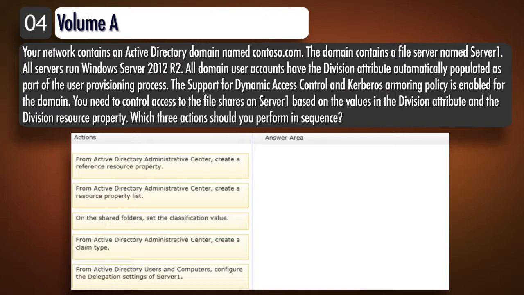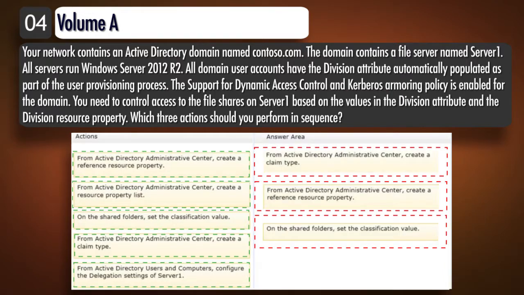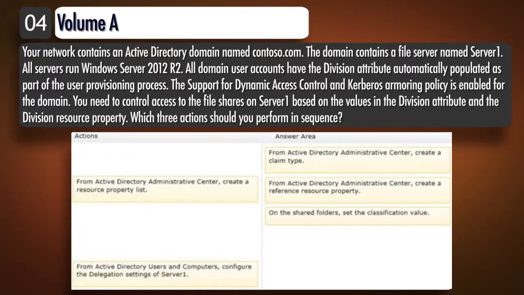You need to control access to the file shares on Server1 based on the values in the division attribute and the division resource property. Which 3 actions should you perform in sequence? Correct answer. Explanation.